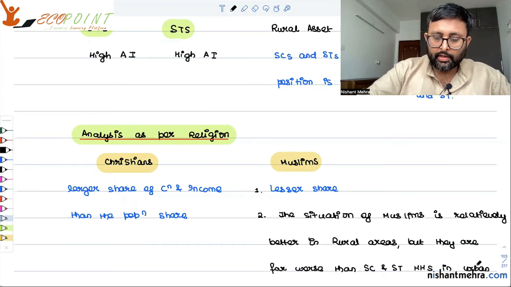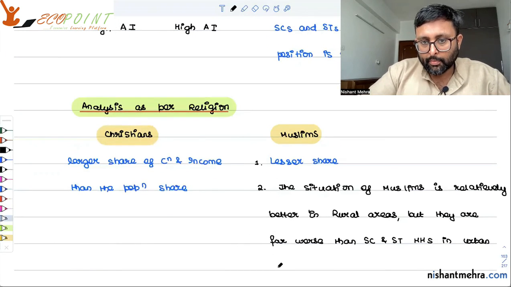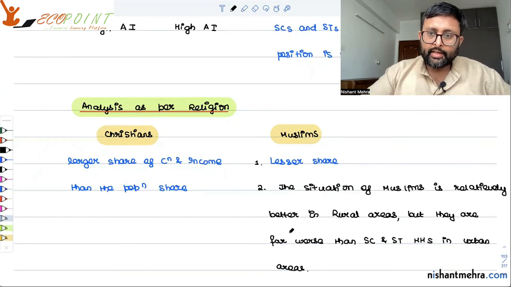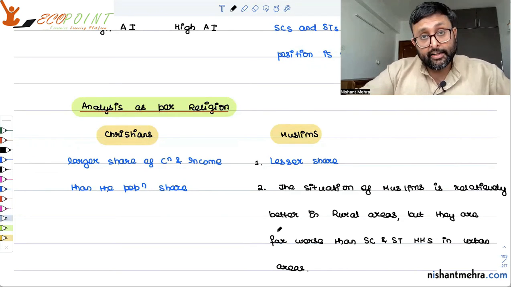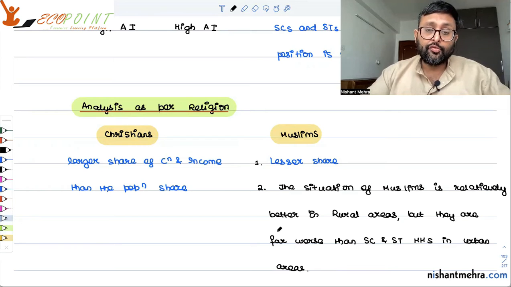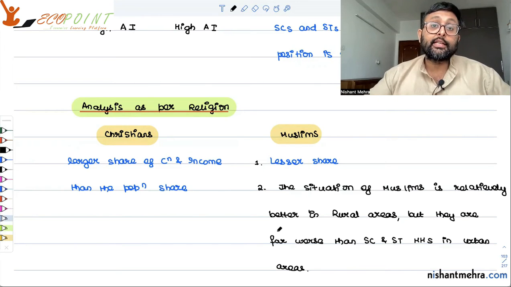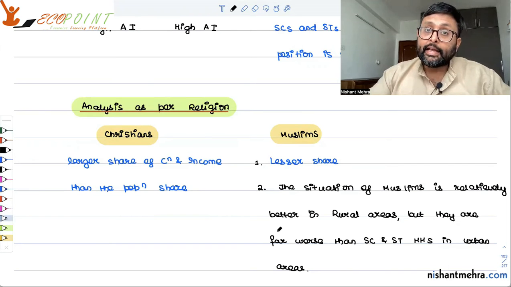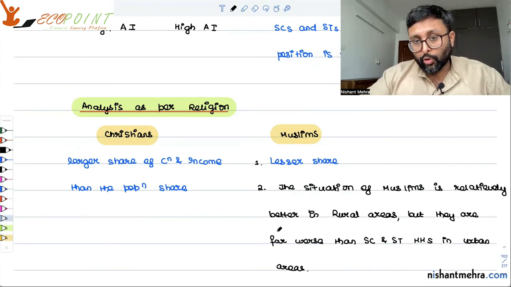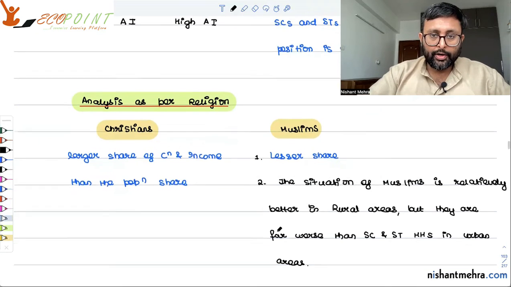So it was not the comparison for rural urban, but there is one more line which he has written. You can write that. So they're saying that in rural areas, the situation is better as compared to what they have in the urban areas. But if you compare, even in the relatively better position in rural areas, you'll find that they are far worse off than SC and ST households in the urban areas. One thing, right? Muslims have also seen their share of national income relative to the population share decline in both rural and urban areas. That is also the point which you should write.